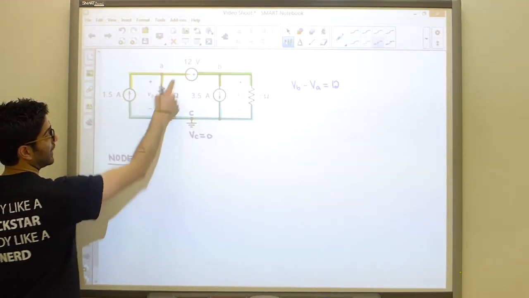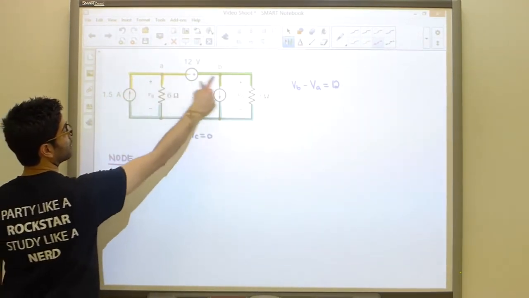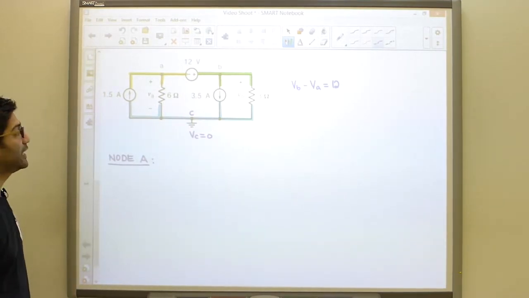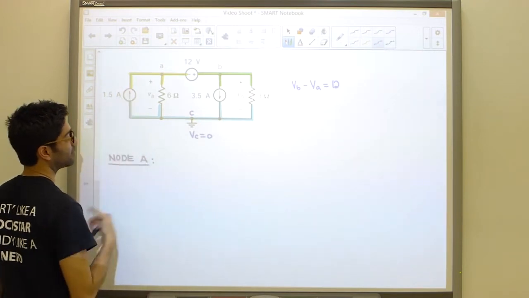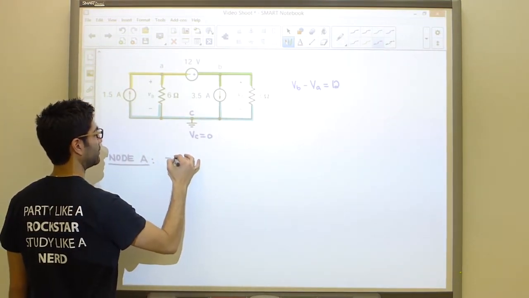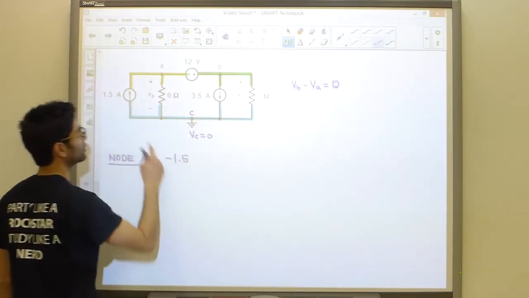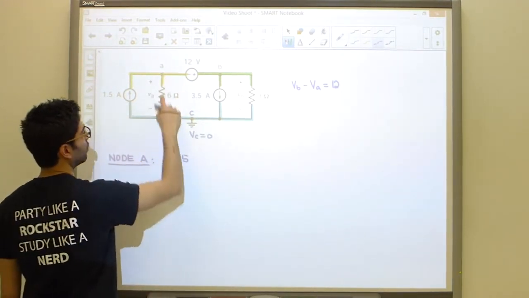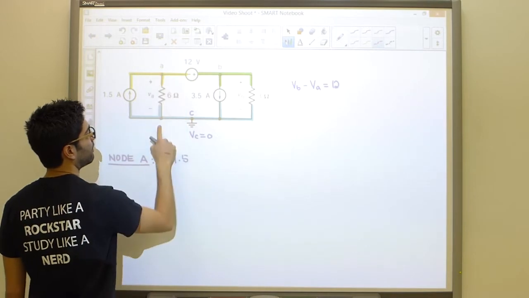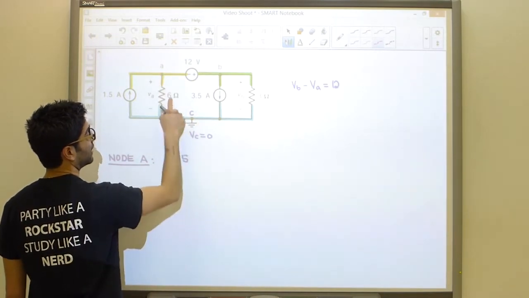I'll have 3 terms, as node A is connected to 1, 2, and 3 branches, so 3 terms in my equation. I can see that this current is coming in, so if it's coming in, I don't like that. It's a negative term, negative 1.5. I'm going to use the value straight up, of course, it's a current source. To figure out the current over here, it's going to be VA minus VC, which is 0, divided by 6.